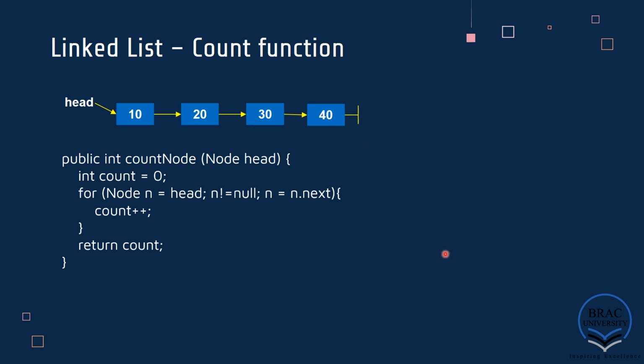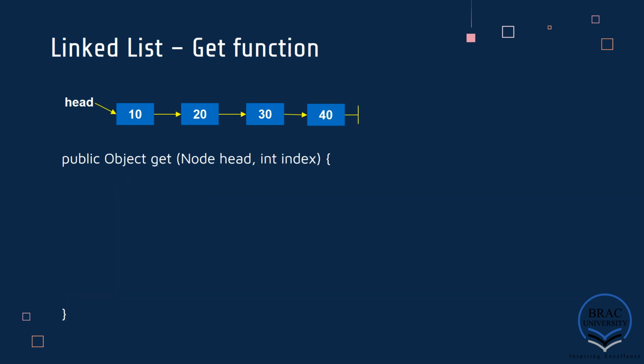So basically, if we take an example of this list, the output should be 4. Okay, so here's how we can do the count function. Very simple, you just have to go through the list, traversing. Now we are going to see the get function.